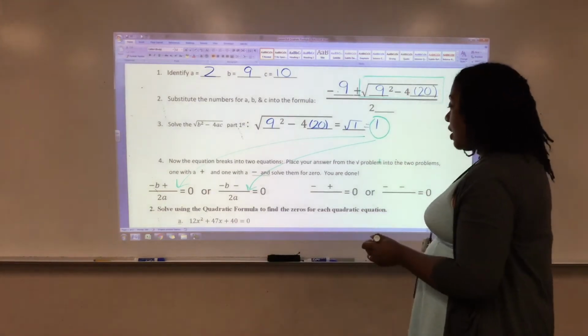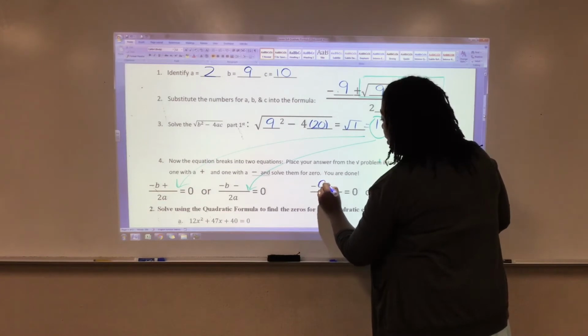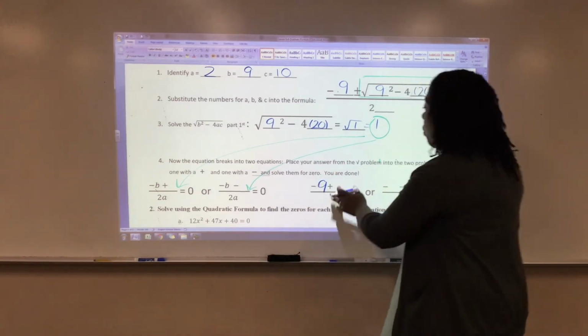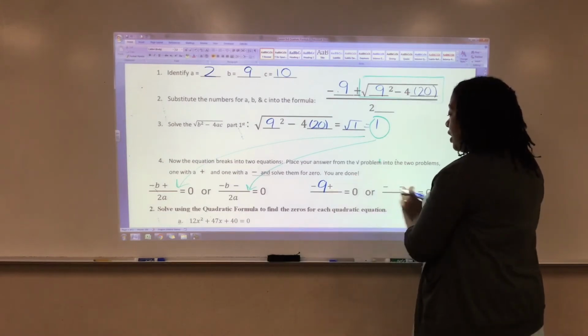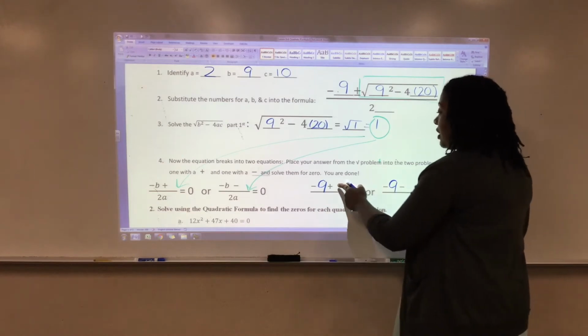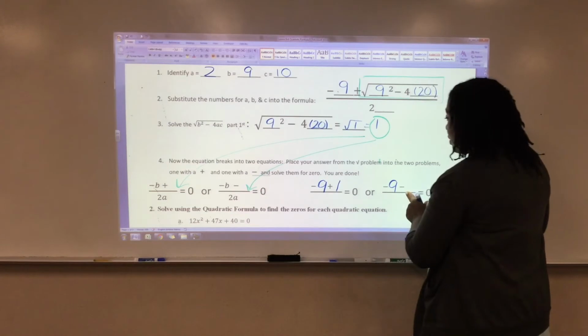So we still have negative B. So in this case, B is still going to be negative 9. And that plus minus sign just means we're going to separate it into 2 equations. One of them is going to be plus, and the other one's going to be minus. So we start off both of them with the negative 9, and then it's going to be plus whatever we got in step 3, so plus 1. And the other one's going to be minus 1.